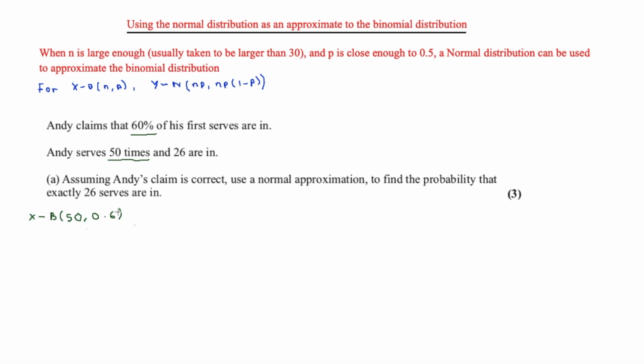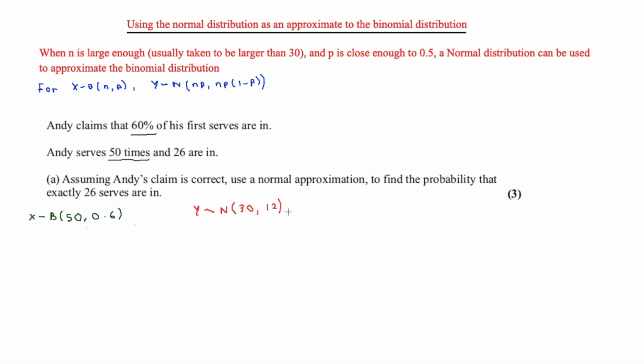Now in order to change that into the normal distribution, we're going to have to do this up here. So to get the mean, we're going to do 50 times by 0.6, which is equal to 30. Then to get the variance, we're going to have 50 times by 0.6, times by 1 minus 0.6, which is times by 0.4. That's going to give us 12.